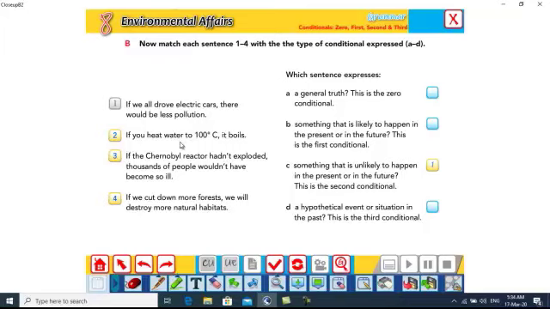If you heat water, it boils. If you heat water to 100 degrees, it boils. So, present simple, and we call this the zero conditional, and we use it for facts or general truth. Sentence number 3: If the Chernobyl reactor hadn't exploded. When we see the past perfect and the other sentence would have plus past participle, we call this the third conditional, and we use it to speak about the past, or a hypothetical event or situation in the past.